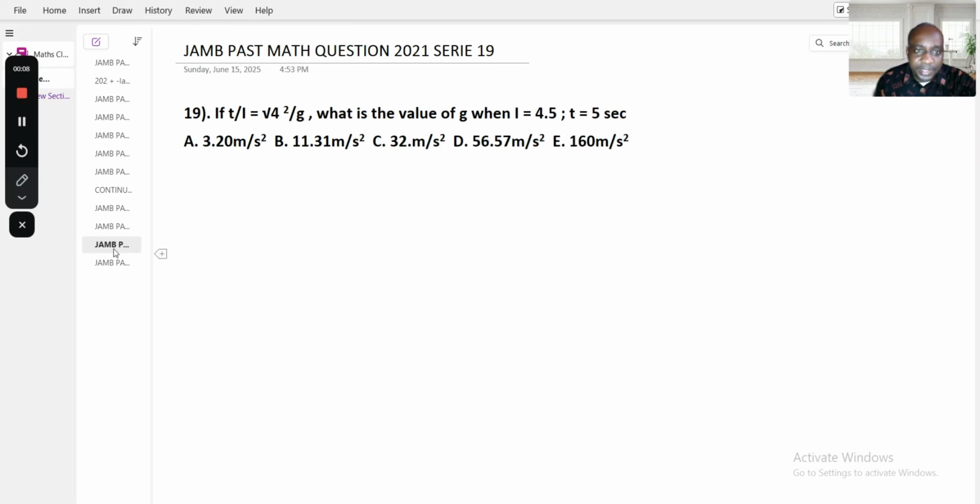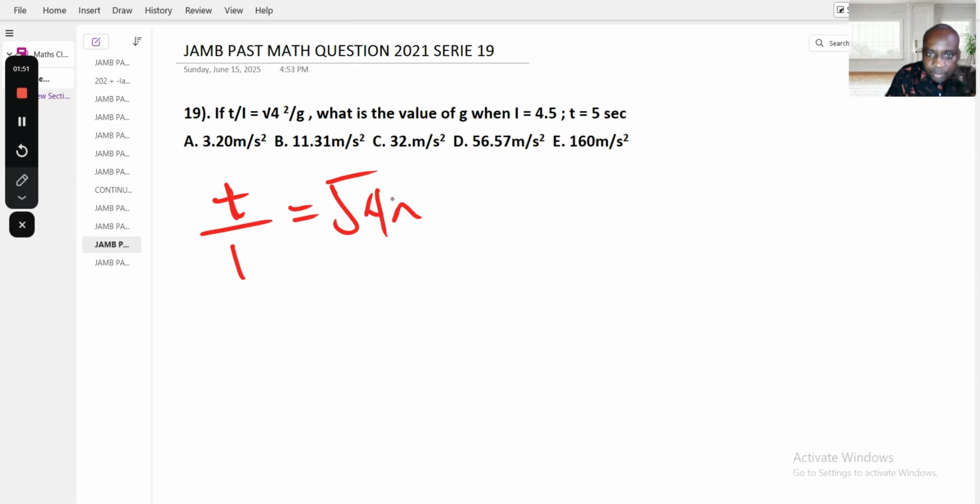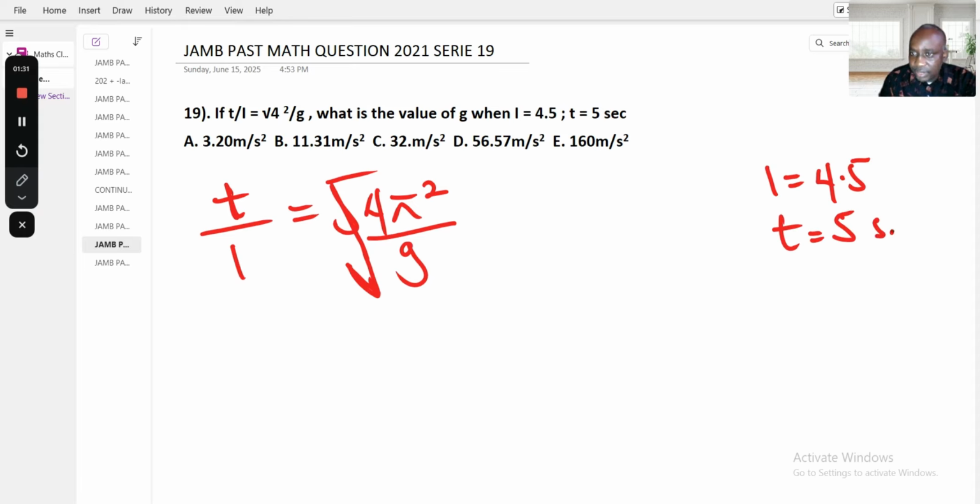If C over I equals to this, let me write out the question. C over I equals to 4 pi theta raised power 2 over G. This is raised power, so include the G as well. Therefore, the question gives us that I equals to 4.5, while the T equals to 5 seconds, isn't it?